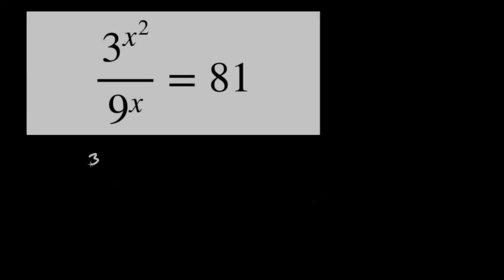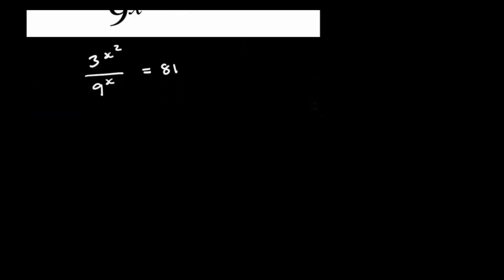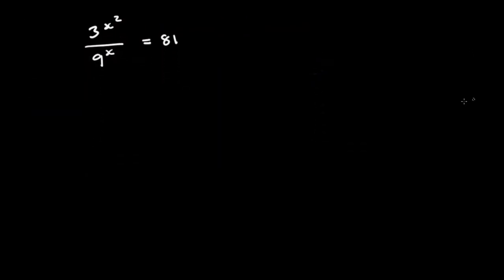Let us attempt this question. 3 to the power x squared over 9 to the power x is equal to 81. So how do we solve this question? Firstly, we put it like this: 3 to the power x squared over 3 squared to the power x is equal to 81.